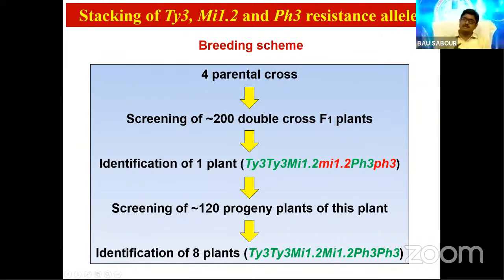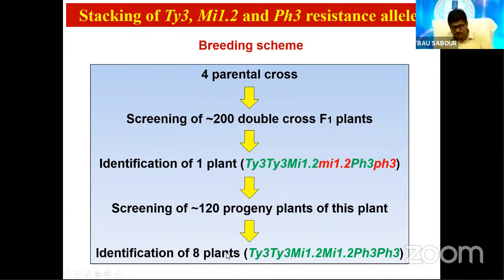So we selected this single plant only because we know that in the next generation, when recombination takes place, we will get some plants which will be homozygous for the Mi as well as the Ph loci, and the theoretical probability is 1 by 16. So we took the seeds of this plant and screened around 120 progenies, and we identified 8 plants. So look again, what I want to mention for my students, that out of these 200 we selected one. Out of this one we again raised 120, and from this 120 we selected only 8.